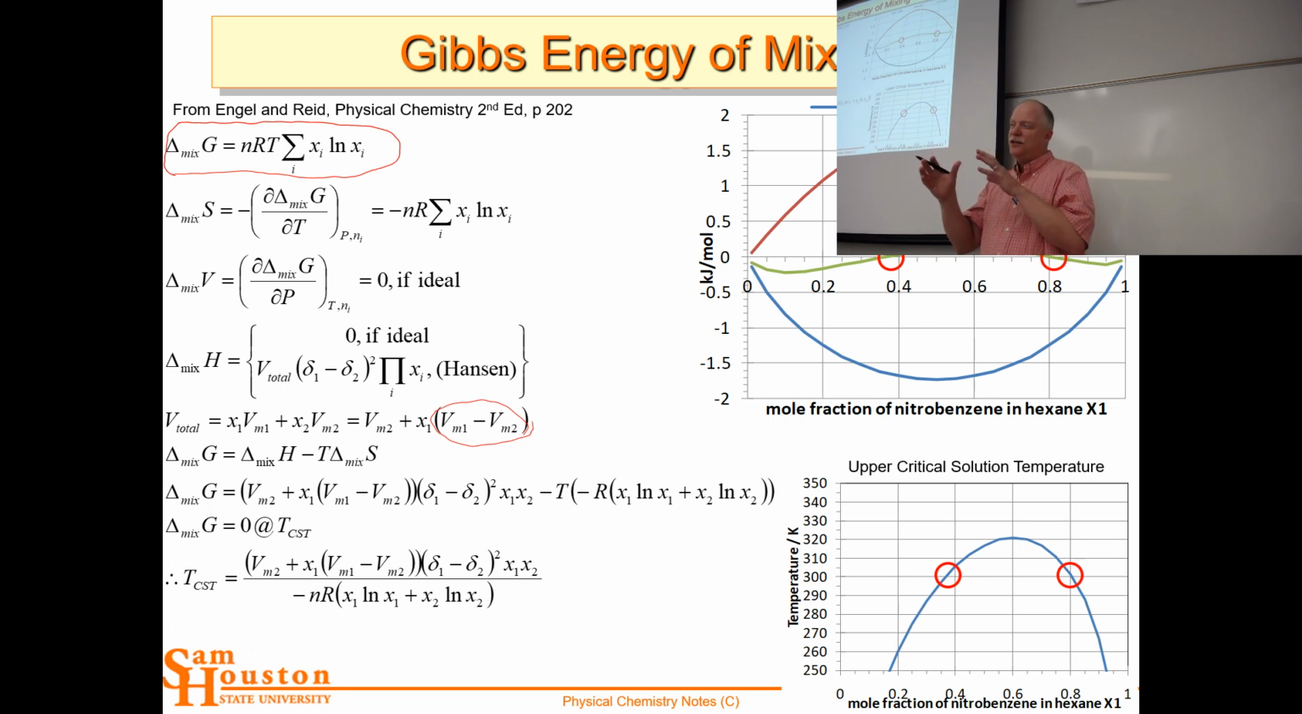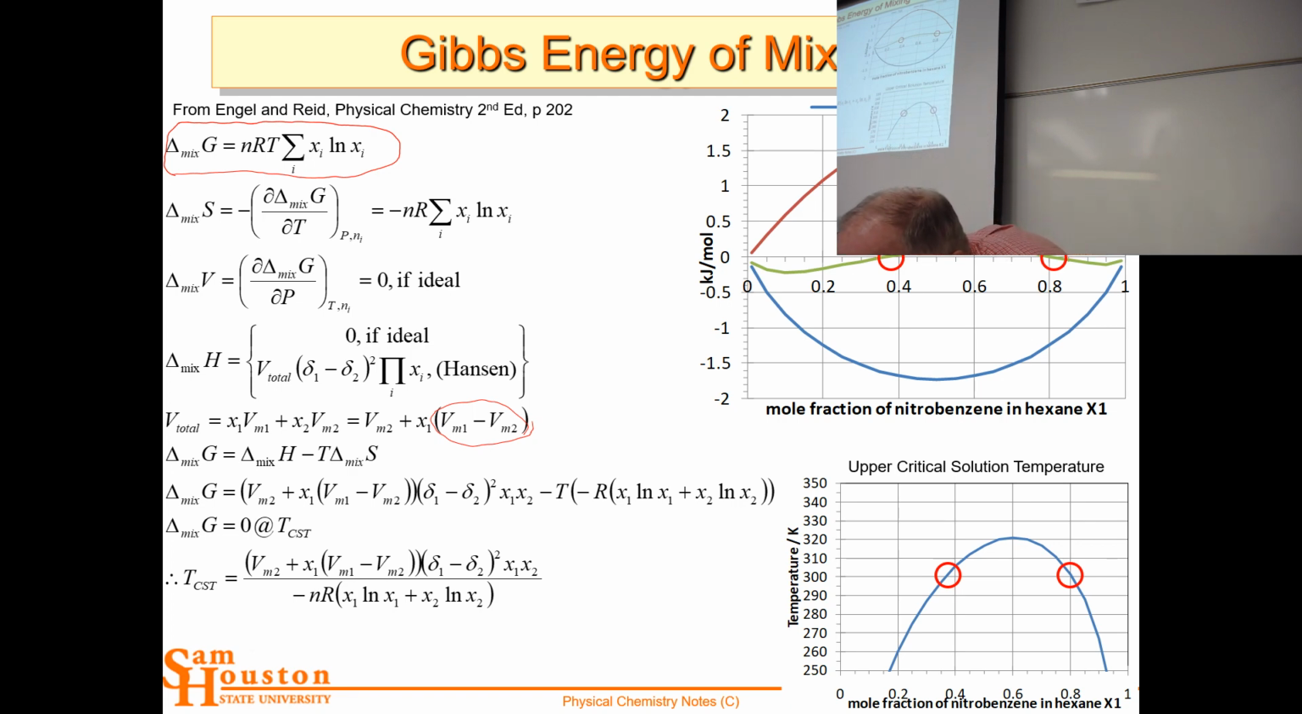And because of this difference in intermolecular attractions, you could have phase separation. If those molecules liked each other the same, like nitrobenzene had really no preference for other nitrobenzene versus its preference to hexane, then that would be an ideal solution. But since there's a slight difference in the way nitrobenzene bonds to itself and hexane bonds to itself, you can get phase separation at a certain temperature.